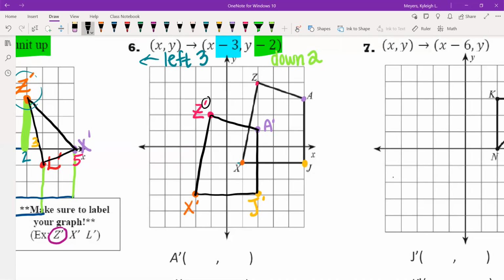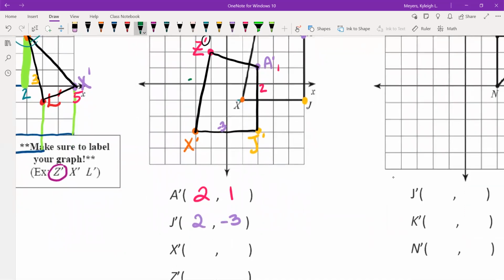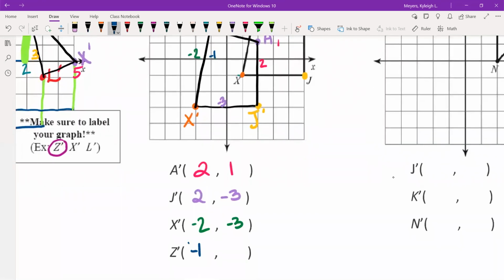So it starts with A. A is 2, 1. J is 2, and this is a -3. So that's 2, -3. X is -2, -3. And then Z is at -1, 2. So -1, 2. All right.